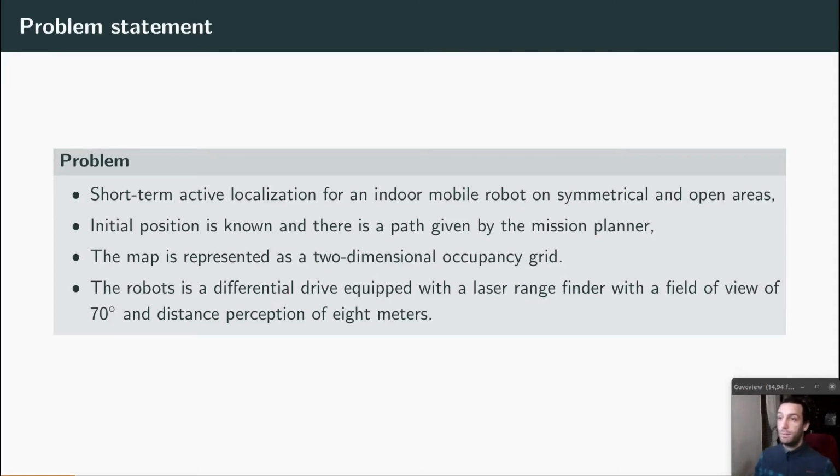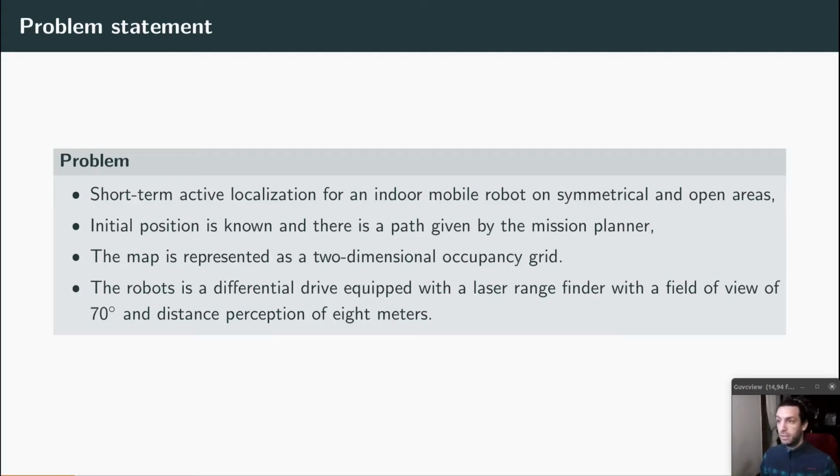The problem we are addressing in this work is a robot in an indoor environment. We want to solve short-term active localization on symmetrical and open areas. The initial position of the robot is known, so there is a position tracking problem, and there is a path which is given by the mission planner.